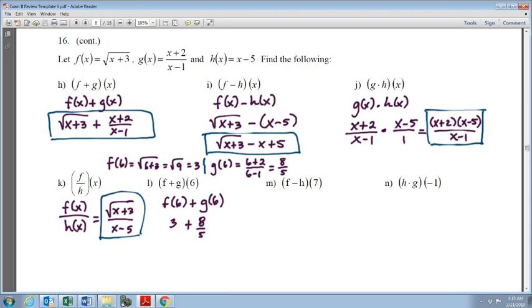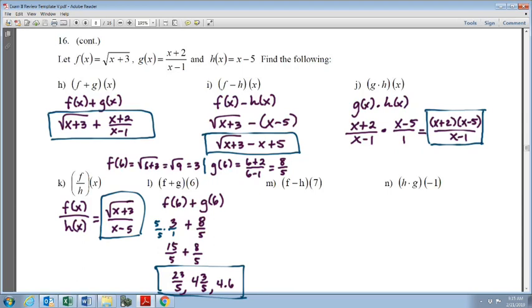And in order to add these, we need a common denominator. I need to multiply by 5 over 5. So 15 over 5 plus 8 over 5, and we get 23/5. Now there are two other ways you could write this, either 4 3/5 or 4.6.